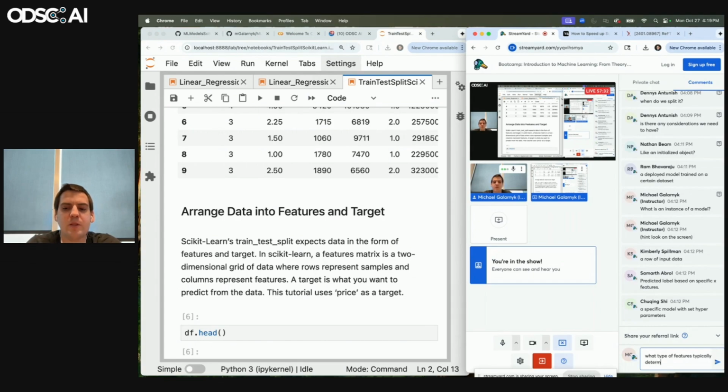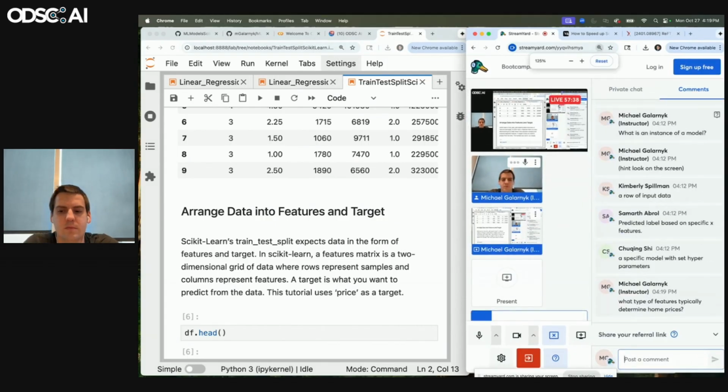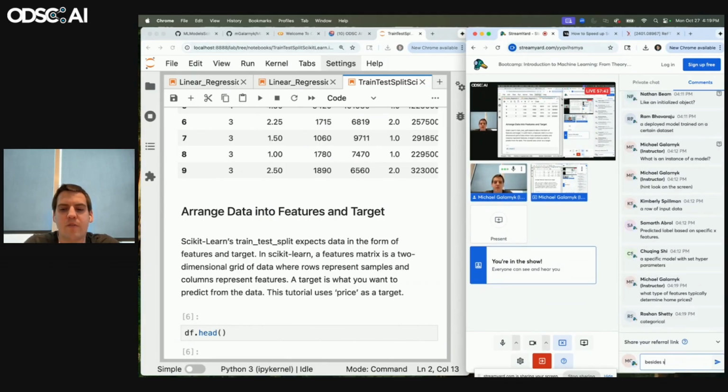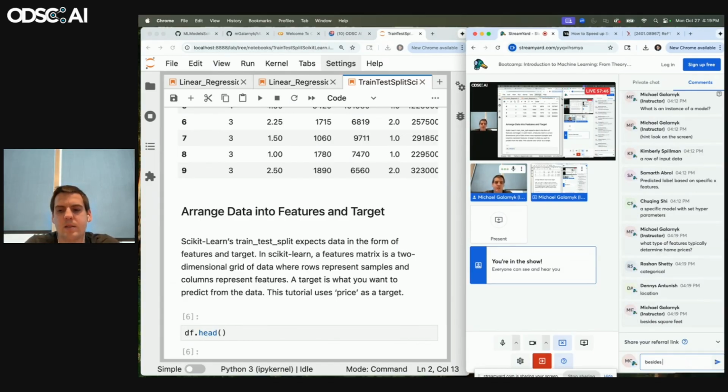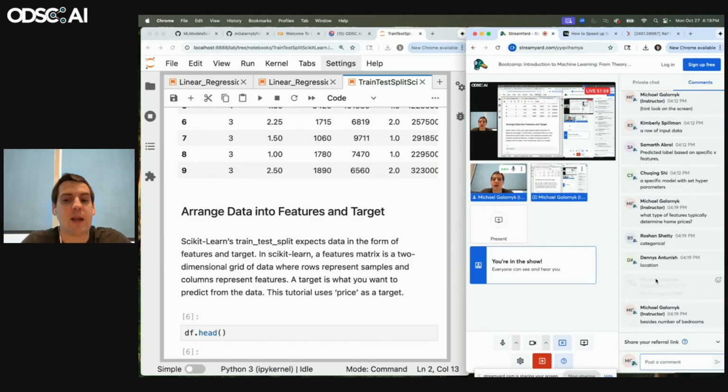So what type of features typically determine home prices? Besides square foot, besides number of bedrooms. So Denny's has a good thing. He said location. Roshan said something that leads into the next question, categorical.